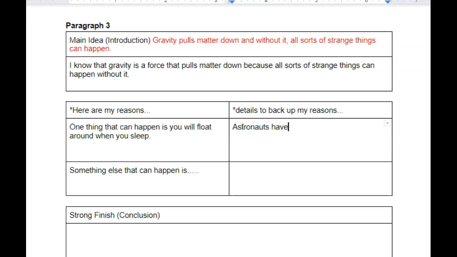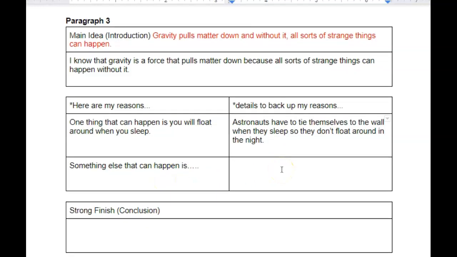Astronauts have to tie themselves to the wall when they sleep so they don't float around in the night. What's something else that can happen when you don't have gravity? That's up to you.